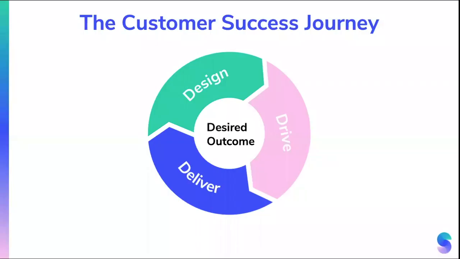So if we take desired outcome as the goal here, then we need to look at a few parts on how to get desired outcome for a customer. And we split them into 3 parts. Design, which is about how to get there. Drive is about what initiatives, what actions do we do? And deliver is about, are we really getting there?